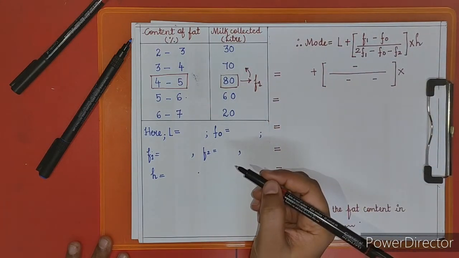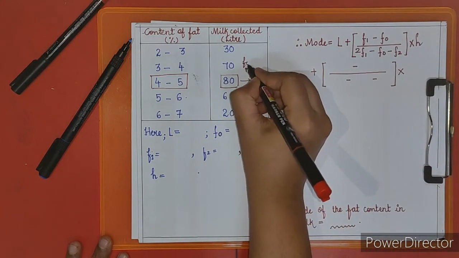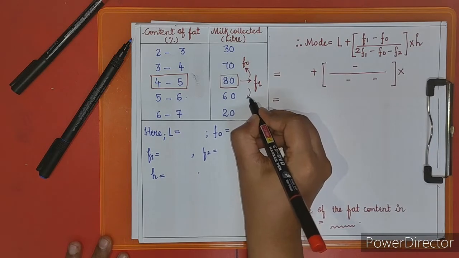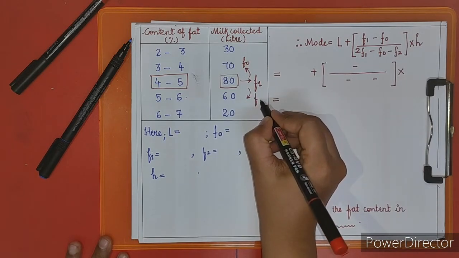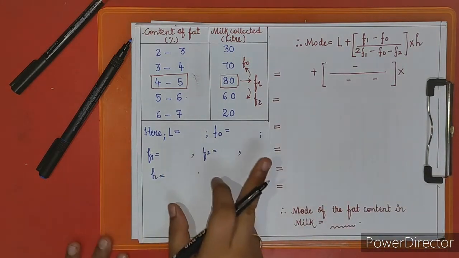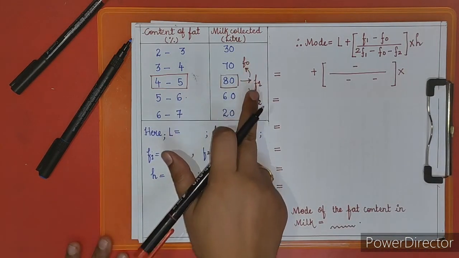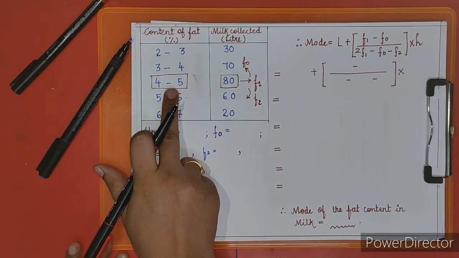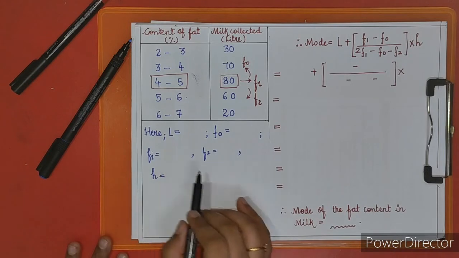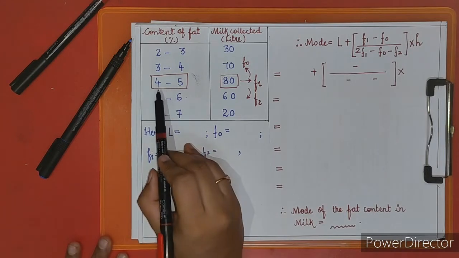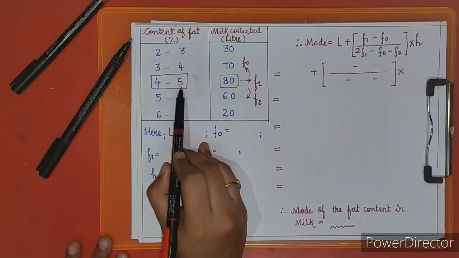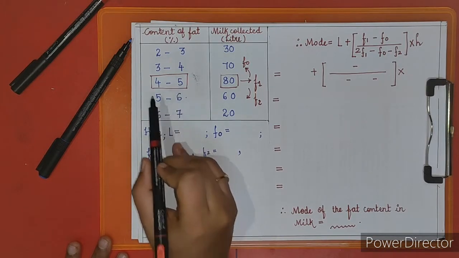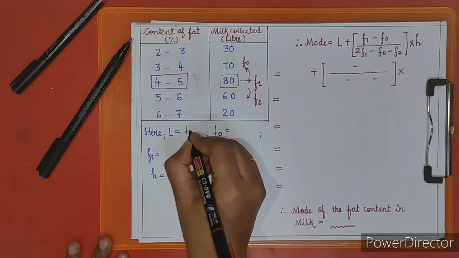The frequency preceding the modal class is F0 and the frequency succeeding the modal class is F2. So we got all the values: we got the modal class, we got all the three frequencies, and the class interval, that is height, can be found from the class. So we'll put all the values here first. What is your class? Your class is 4 to 5, where 4 is the lower class limit and 5 is the upper class limit. So what is your L? The value for L is 4.